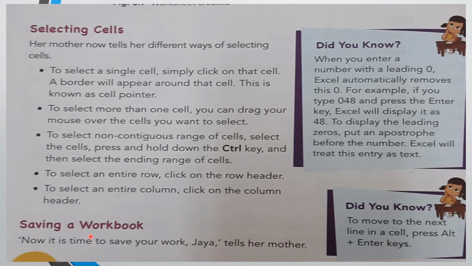Next, saving a workbook. I already told you how you can save. Click on File menu, then select Save option. Again, write the name of your file and click on Save button again and your file will be saved.